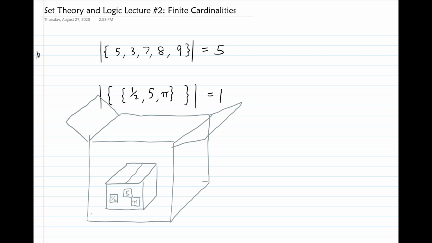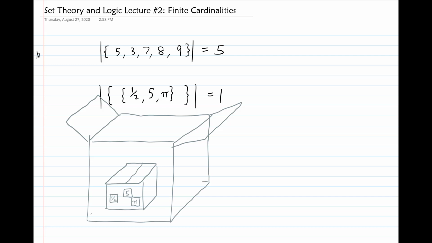Right? Are you going to see the 1/2 and the 5 and the pi? No, because they're inside of another box and you can't see through that. You're not Superman or Wonder Woman. Okay? So how many things do you see when you look in there? You see 1. And so the cardinality of that set is 1, because that's how many things you see when you look in there. Okay?